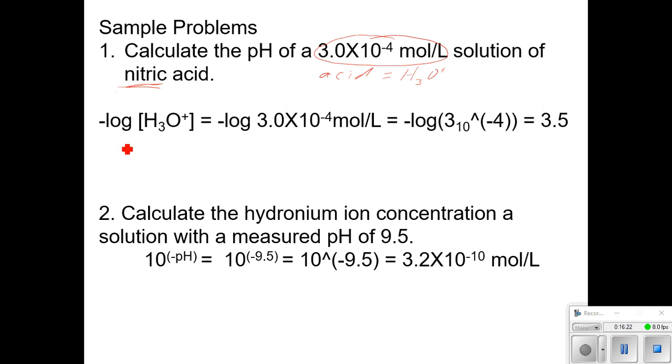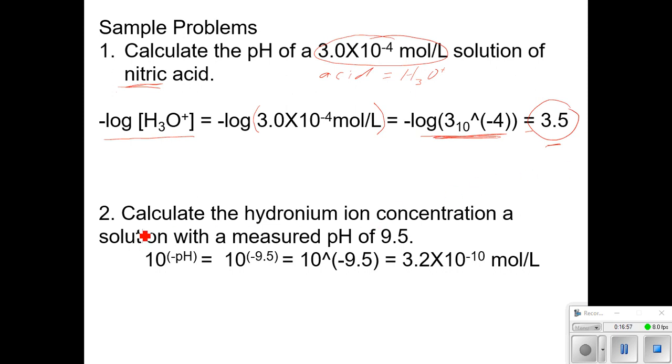So what is our equation? Directly from the data booklet, it's the negative log of the hydronium ion concentration. What do we want to plug into this equation? Our concentration, 3 times 10 to the negative 4 moles per liter. This is what it looks like on your calculator screen when you actually put the numbers in. When you press enter, you end up with 3.5. Plug that in, and make sure you can come up with this number for your calculations.